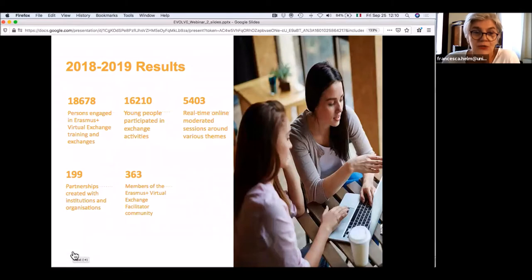And these are results from the first 2 years. This is the number of participants engaged. So we had 18,678. The target for the 3 years is 25,000, and we are nearly there already. I won't report all of the numbers, but you can see them here on this slide.